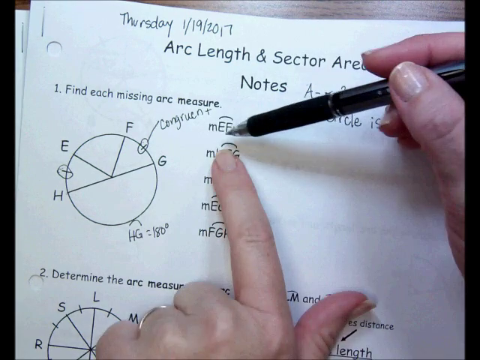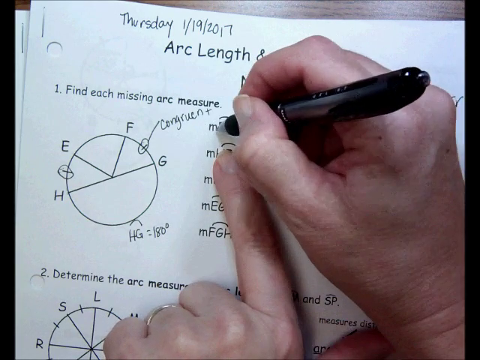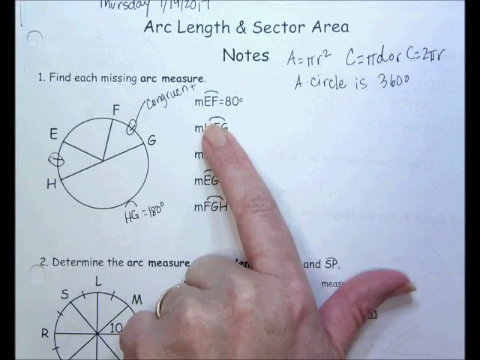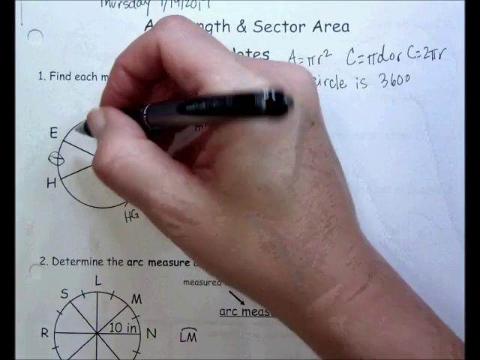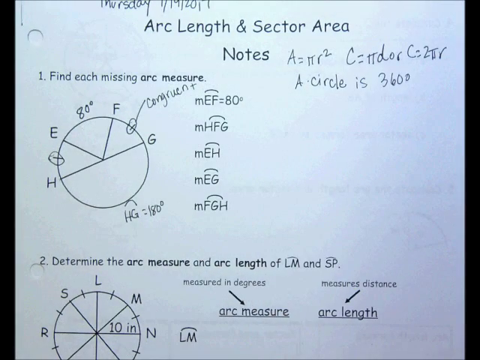So here we go, we start and we are given the measure. This means measure, the M, and if I'm asking for the measure, I'm looking for a degree, just like when I'm asking for the measure of an angle. It says the measure of arc EF is 80 degrees. So that minor arc there, it's a minor arc because it's less than 180 degrees, is 80 degrees.